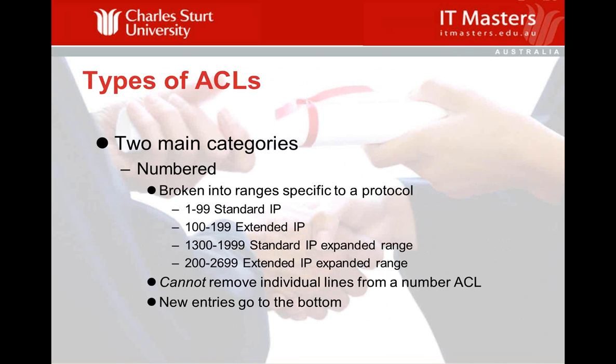That doesn't look right. That should be 2000 to 2699. I was going to say that's a huge range. So I'll change that. 2000 to 2699 is the extended IP expanded range.